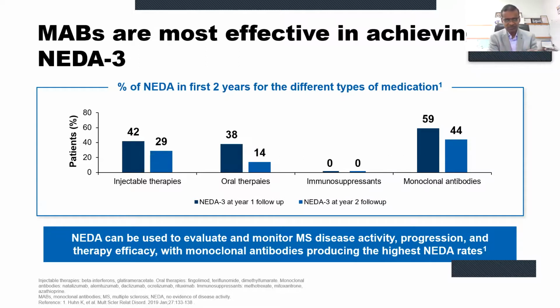Compared to both injectables and orals, clearly you can see monoclonal antibodies, 59% of patients at 1 year and 44% at 2 years have NEDA 3. So the best chance of achieving no evidence of disease activity at the end of 2 years is with the help of mAbs, 44%. Orals is the least, 14%. Injectables intermediate, about 29%. So if you have an option of using dimethyl fumarate, interferon, and ofatumumab, then obviously that is where the choice should be.